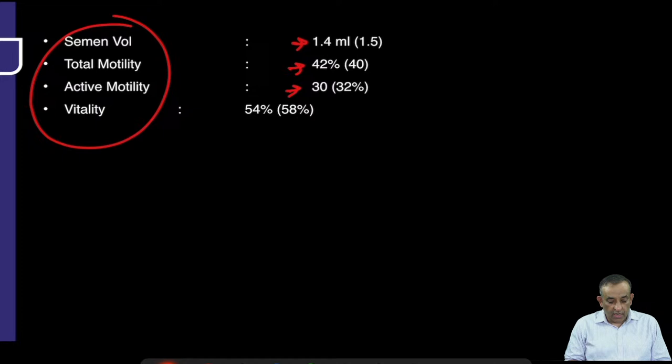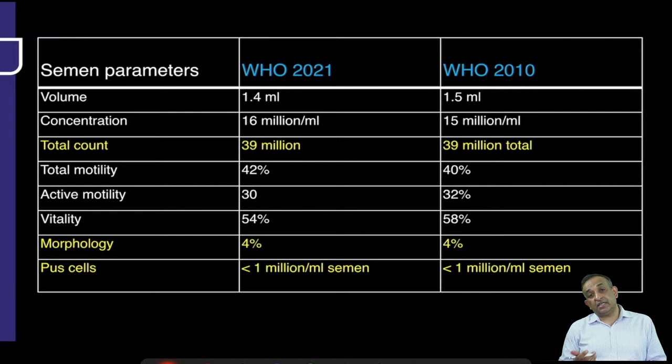The ones in yellow are the ones which are constant from the previous one. That's why I feel they're going to ask you the ones which are constant: the total volume, the morphology, and the pus cells. These are still constant from the 2010 WHO values to the 2021 values. These are not changed, so they may still ask you what the morphology is, which is still 4%.